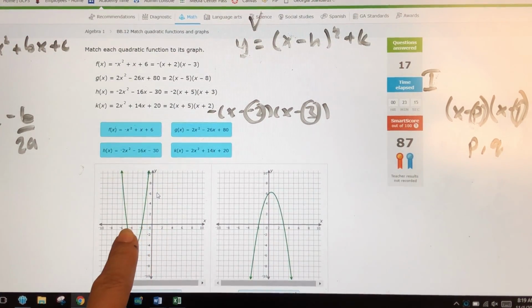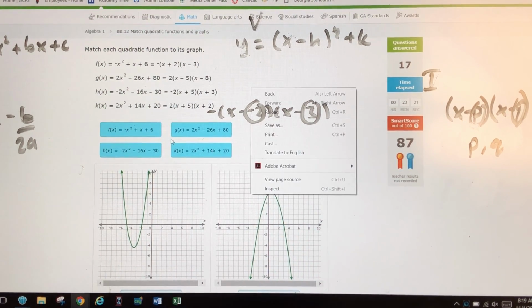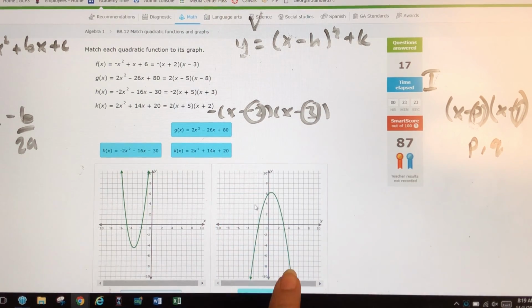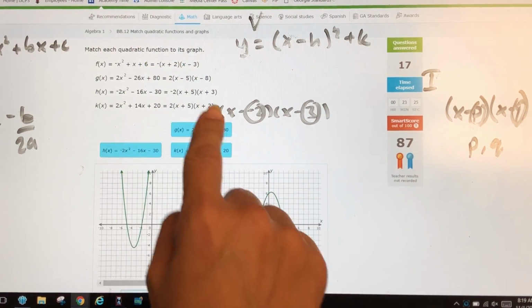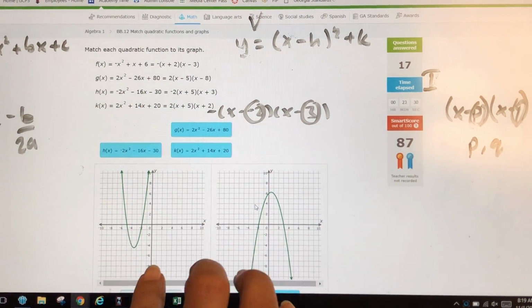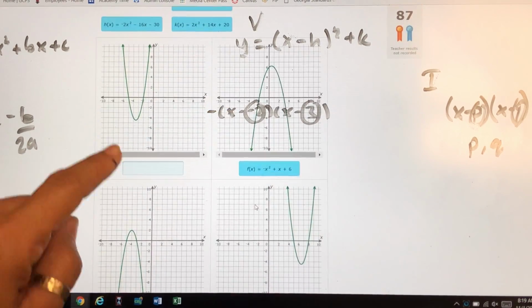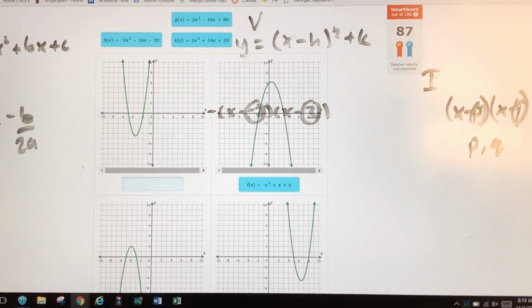Negative 2, yep, and nope, that's not it. Negative 2 and 3, this is it. So that first one crosses there. Oops. Now, I've already used the negative, right? That means there's only one negative remaining, which means h of x has to be the only other graph opening downwards, which is this one. So that's that.